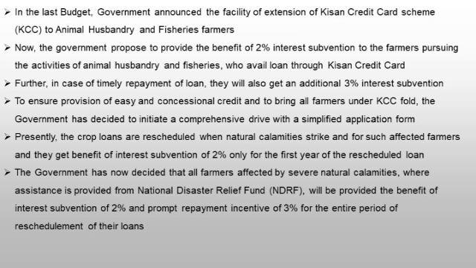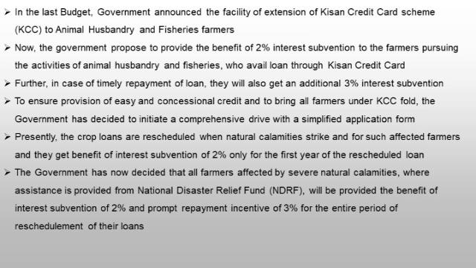Then friends, these Kisan credit cards, which are mainly given to agriculture farmers, were extended to animal husbandry and fisheries farmers last year. That was last year's budget proposal. Now in this budget, the government says they will benefit from 2% interest subvention. Subvention is subsidy. And if they repay promptly, they can get an additional 3% interest subvention. So the total interest subsidy will be 5%, but this additional 3% they will get when they repay promptly.